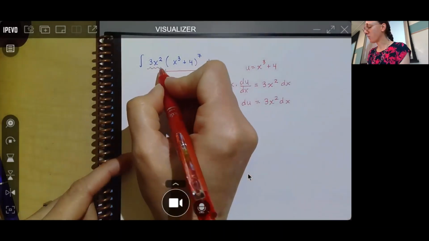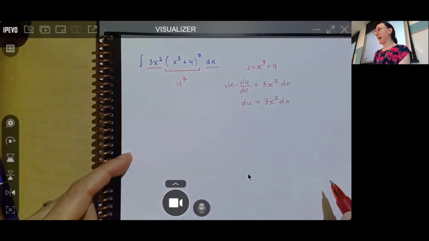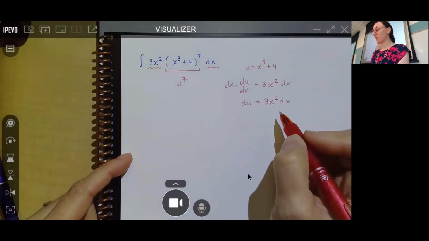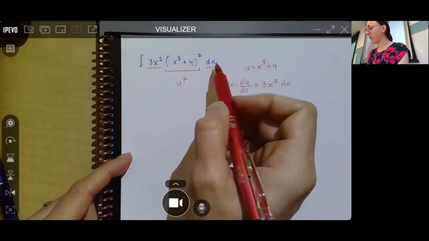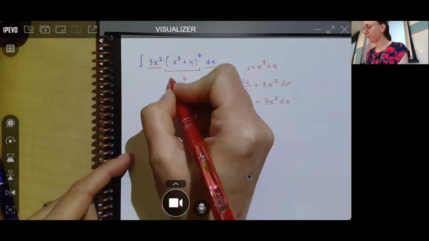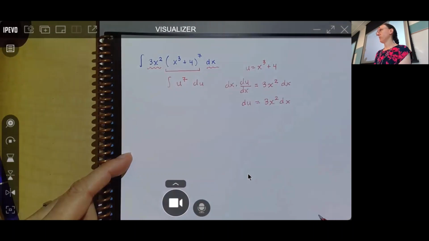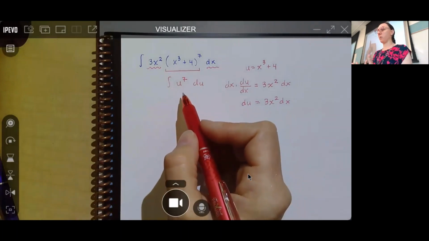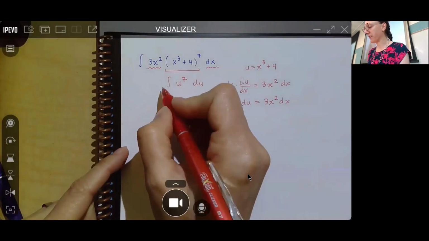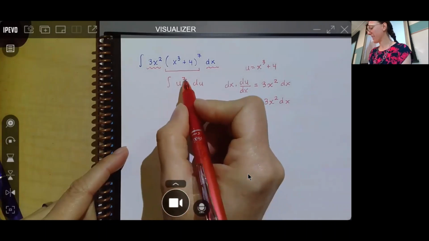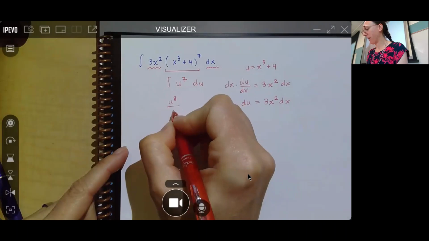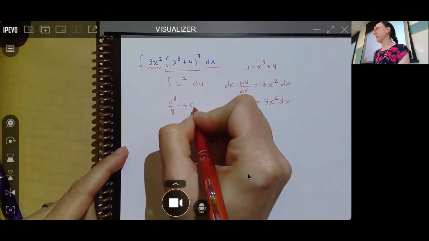And the 3x squared times dx, I have that in my vocabulary list. So I get to translate that entire thing into du. Now that I've translated into something that's easier for my brain to work with, now I can find the antiderivative. So the antiderivative of u to the 7th is going to look like add 1 to the exponent, divide by the new exponent, plus a constant.